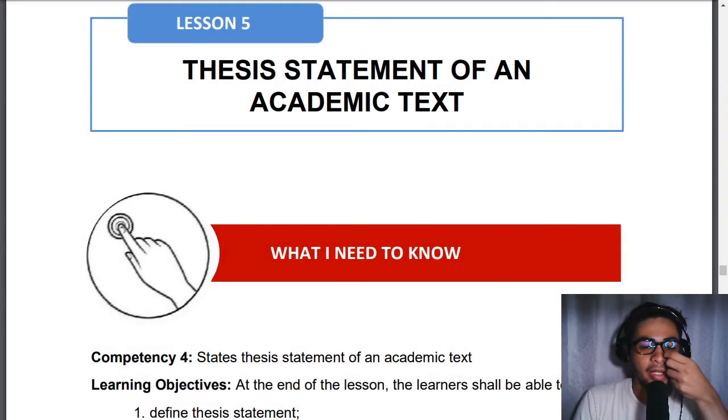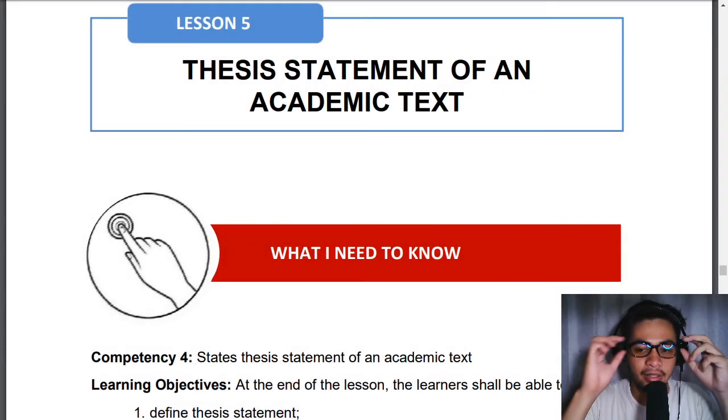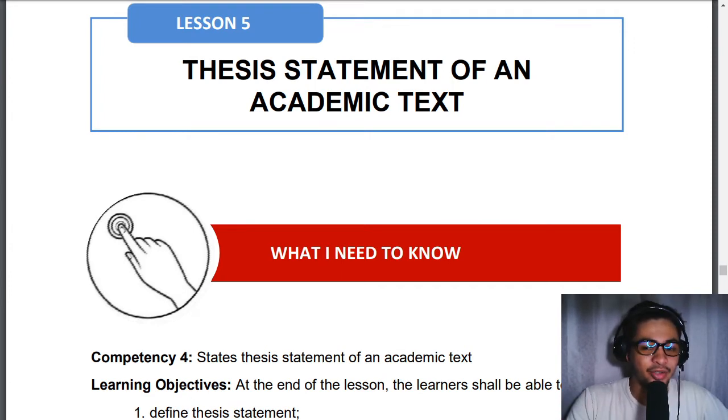Okay, class. Welcome back to our English for Academic and Professional Purposes thorough discussion. We are now on Module 1, Lesson 5. We will be talking about the thesis statement of an academic text. So, thesis statement na ta sa isa ka academic text.